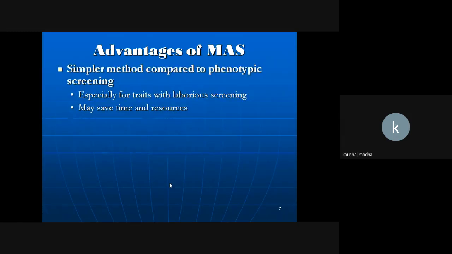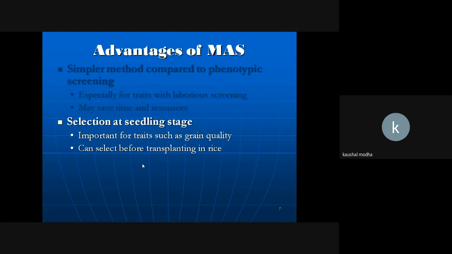Advantages of marker selection: it is easier wherever phenotypic screening is difficult, because in marker selection we generally do not apply phenotypic screening when we have a tightly linked, proven marker. So we are free from the laborious phenotypic screening method, which saves time and resources both.